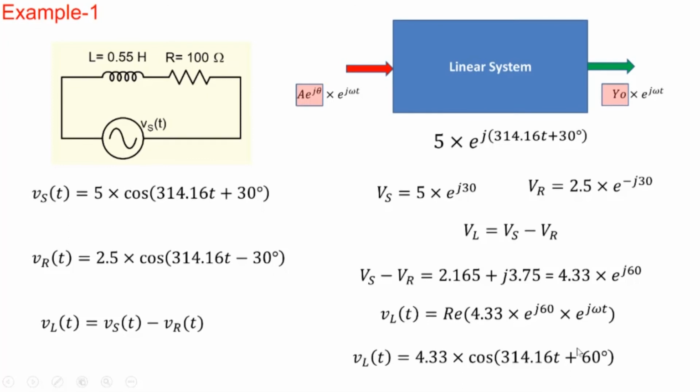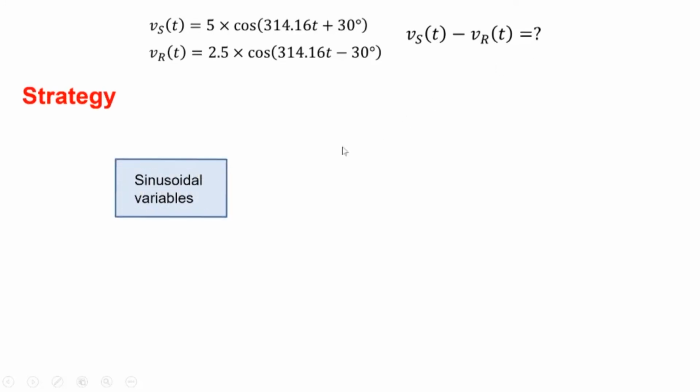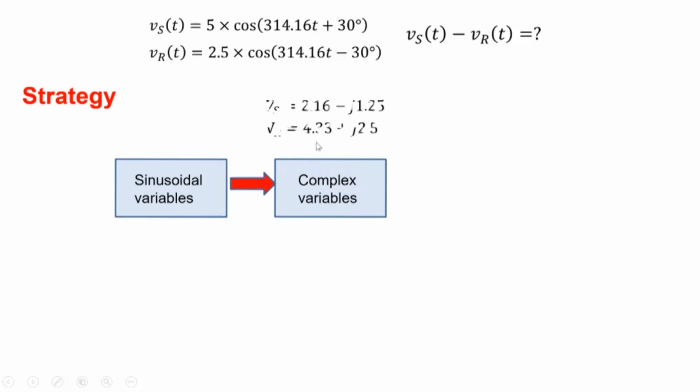So the idea is that instead of working with cosine, we can work with these complex variables here, and it's much easier to work with complex variables. So the basic idea behind this is the following. We were given two sinusoids, and we were asked to subtract the two sinusoids as a result of KVL to figure out VL. So the strategy is the sinusoidal variables are converted into complex variables here.